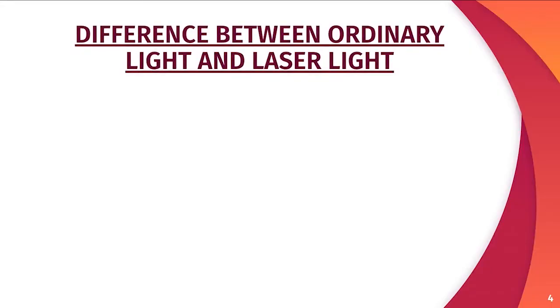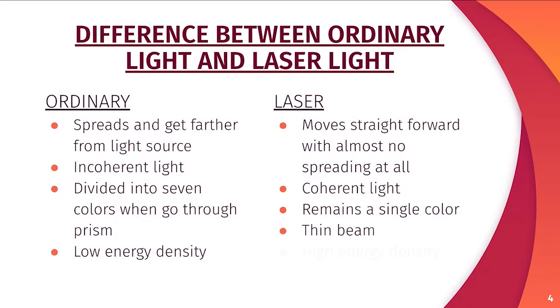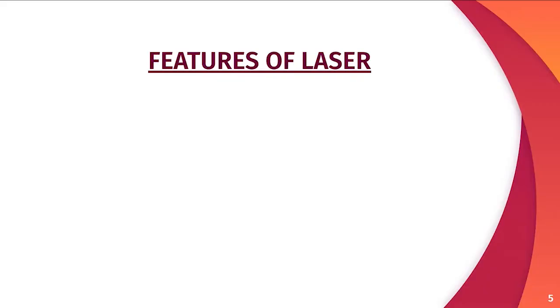What makes a laser light different from an ordinary light? Laser light moves straight forward with almost no spreading at all, unlike ordinary light, and it is coherent light, remains as a single color, thin beam, with high energy density.